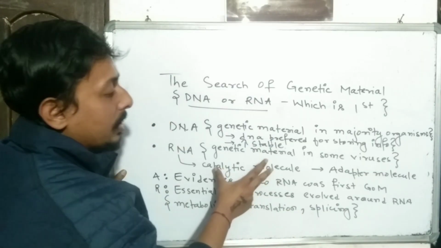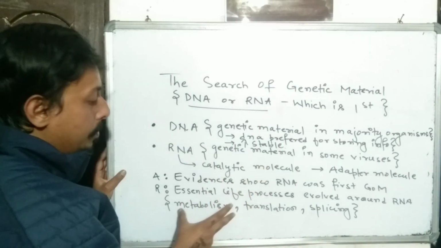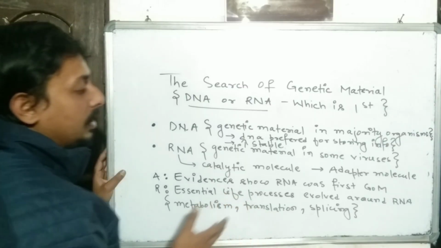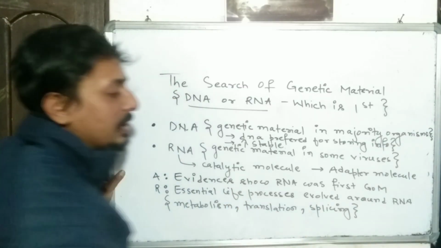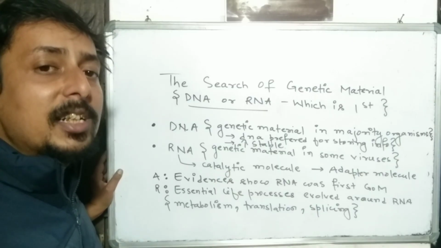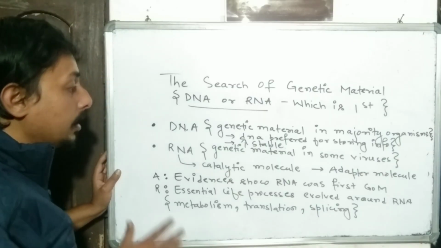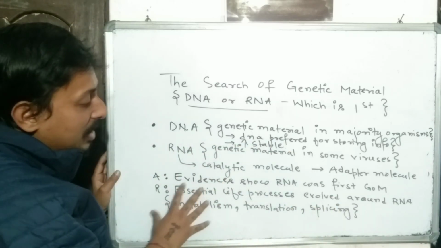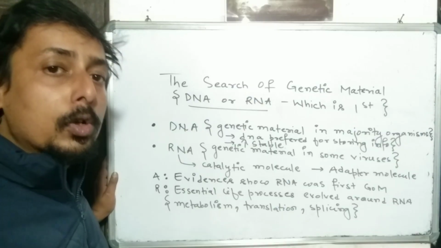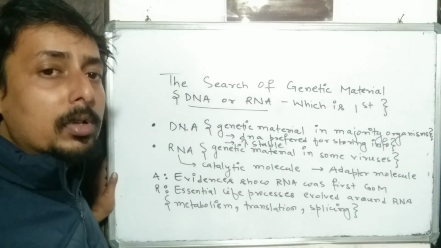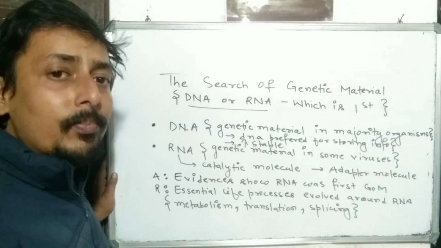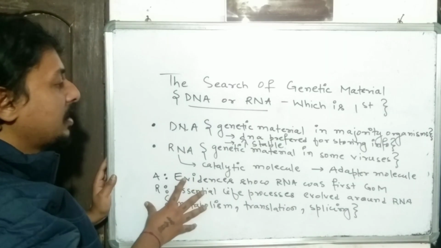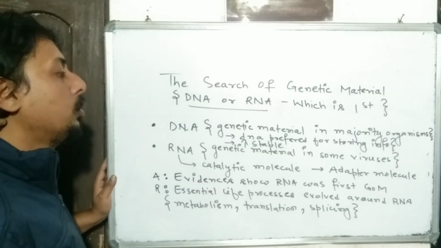Catalytic means having enzymatic activity. Metabolism means all the cell functions are controlled by protein synthesis and this RNA. And splicing means in the process of transcription, the modification done to the mRNA is called splicing. Therefore, RNA has many functions, and essential life processes have evolved around RNA. So it is safe to say that RNA was the first genetic molecule, then the DNA evolved from RNA. So this was the assertion reason from NCERT. Hope it is clear. Now back to the square question.